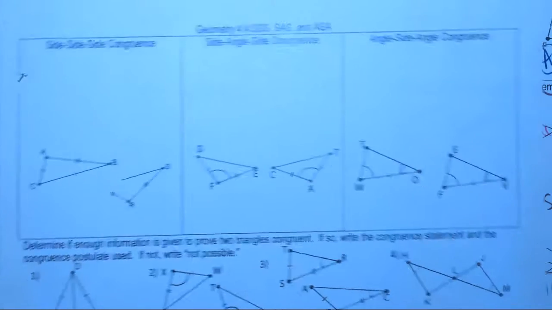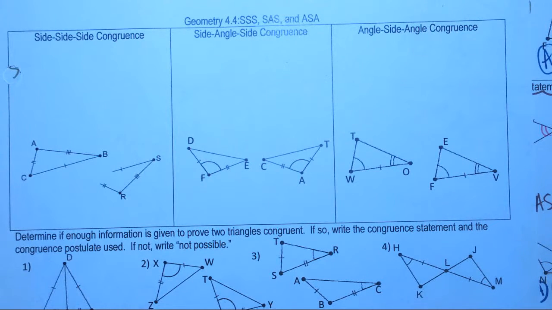There are 5 postulates total that we're going to talk about. That's why you have 5 cards at your group. We're going to talk about SSS, SAS, and ASA today. So we're not going to talk about hypotenuse leg, the green card, and we're not going to talk about angle side, the blue card. We're not going to talk about those until I come back on Wednesday.